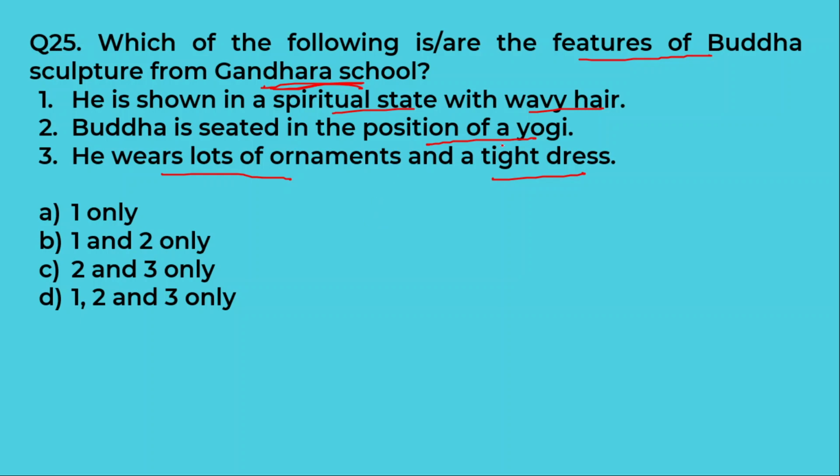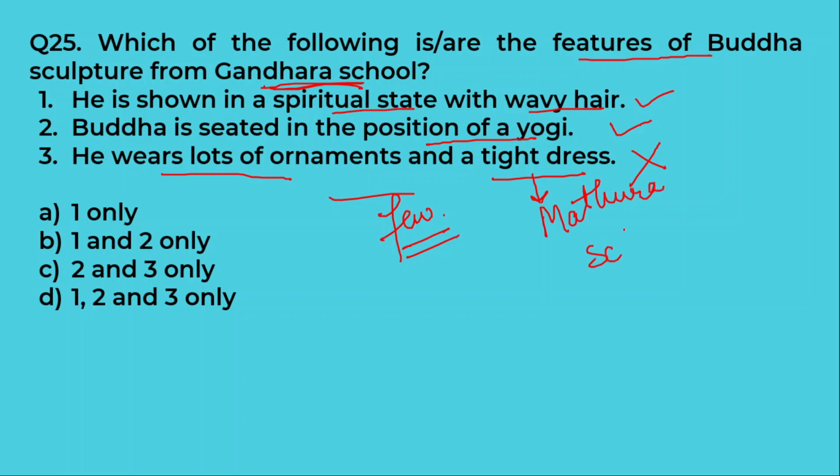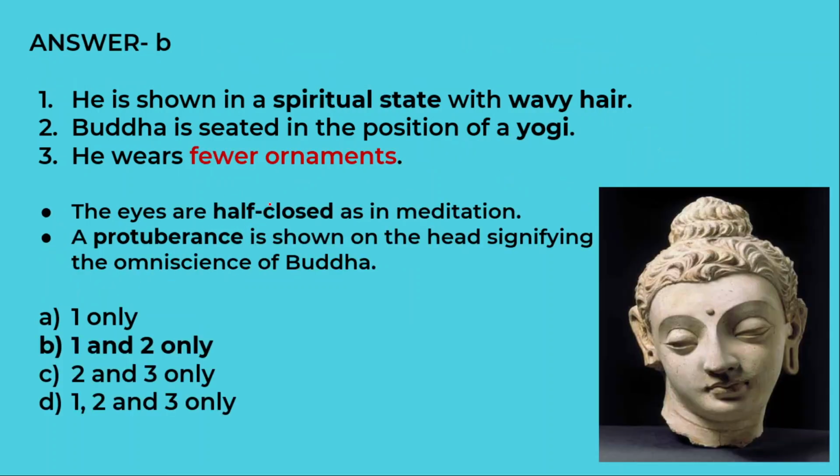He is shown in a spiritual state with wavy hair. This is correct. Buddha is seated in the position of a yogi. This is also correct. But this statement is wrong because he wears very few ornaments. So fewer ornaments, and he does not wear a tight dress either. He wears a tight dress in Mathura school and not in Gandhara school. So this statement is wrong. We have 1 and 2 only. That is B option is the correct answer.